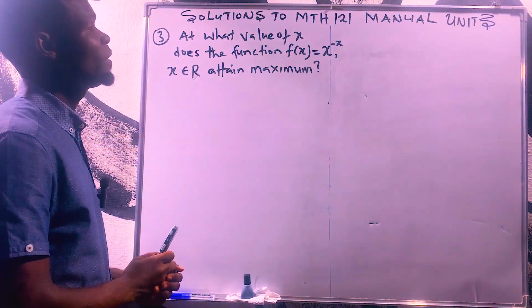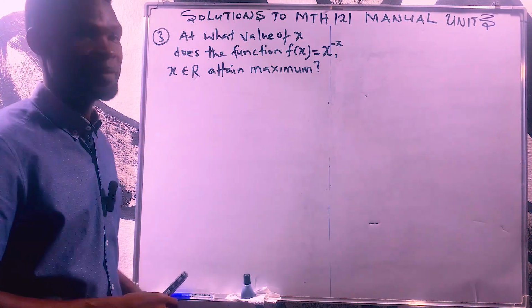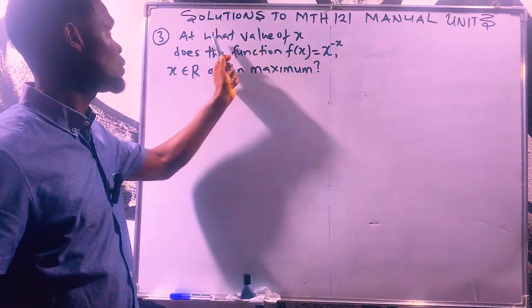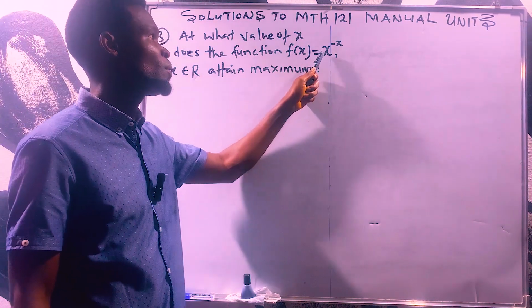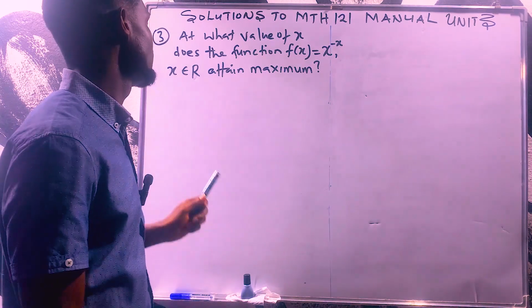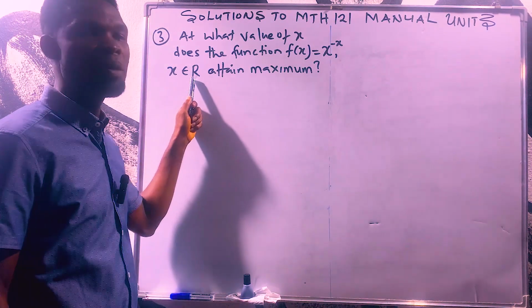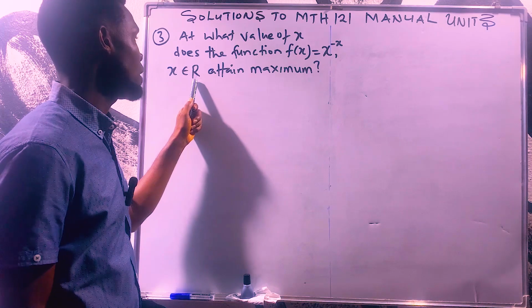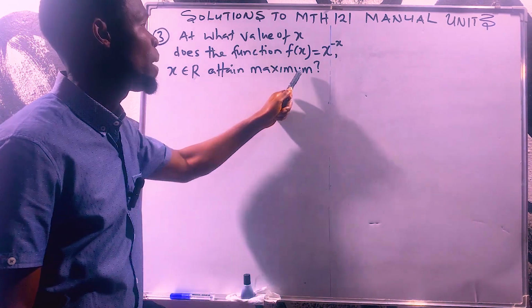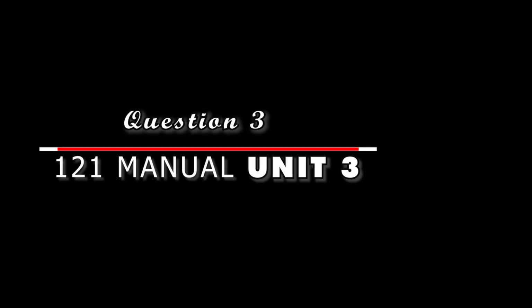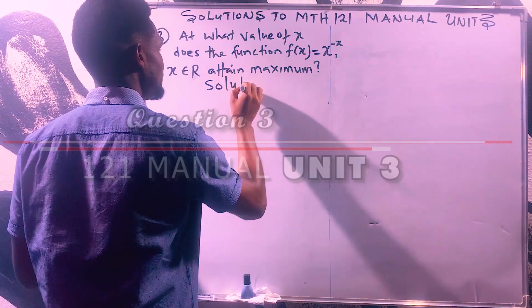So question number 3 on exercise 3 says, at what value of x does the function f of x equal to x raised to the power minus x, where x belongs to the real numbers, that is the values of x are values on the real number line, attain a maximum? Solution.